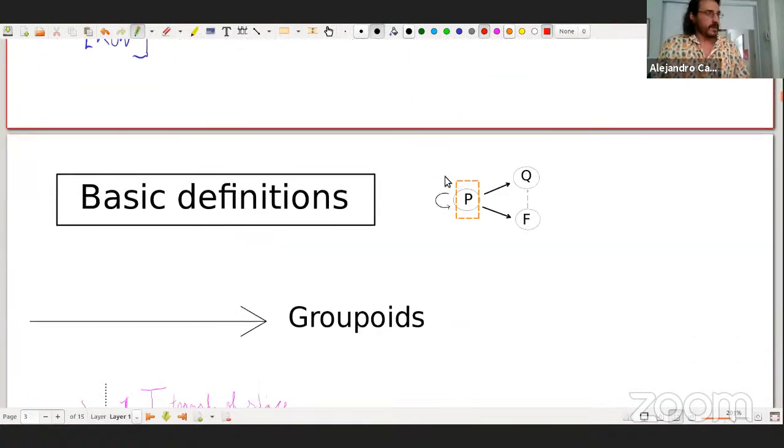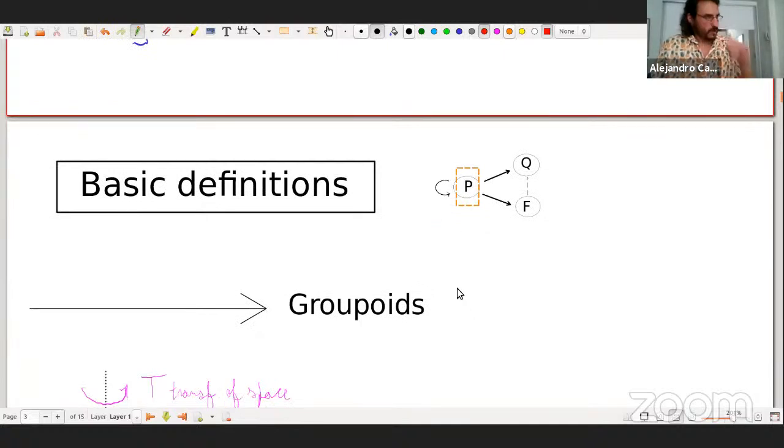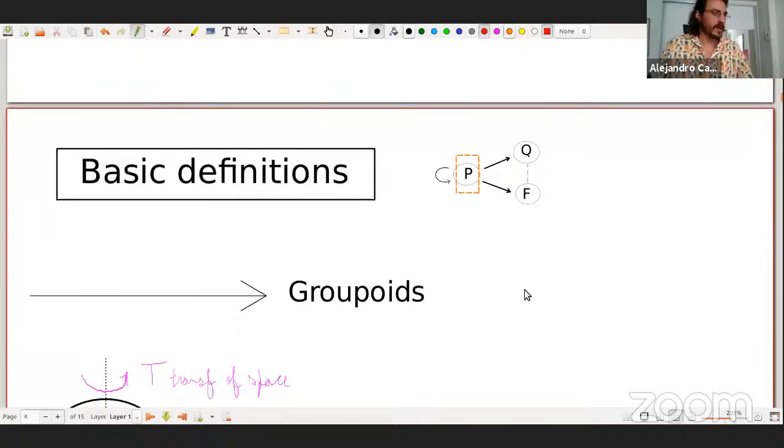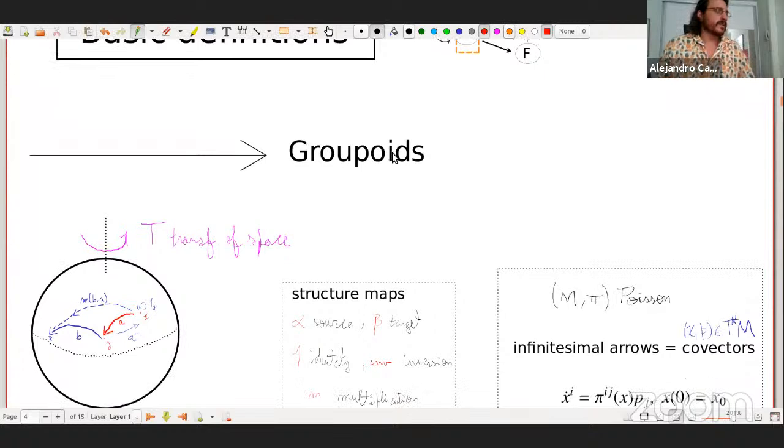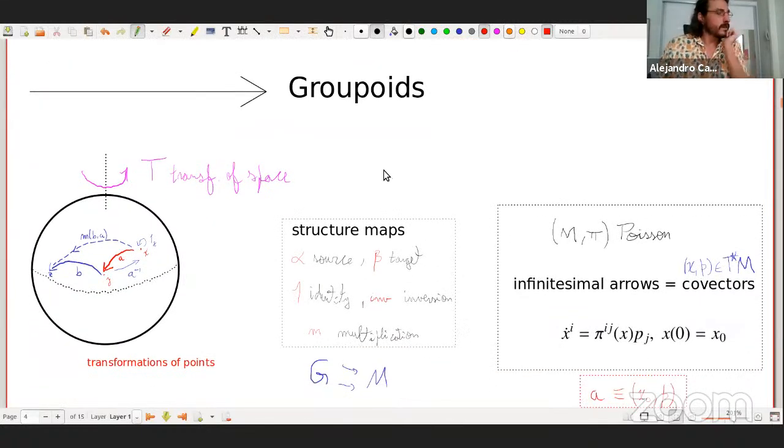Okay, so let me go quickly through two basic definitions. So we are here in this Poisson geometry world, and I will be recalling definitions. I hope the audience is more or less familiar with them. So first of all, about groupoids, one way that I have to think of this is by analogy with groups.